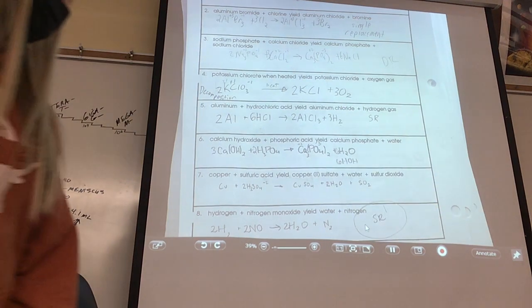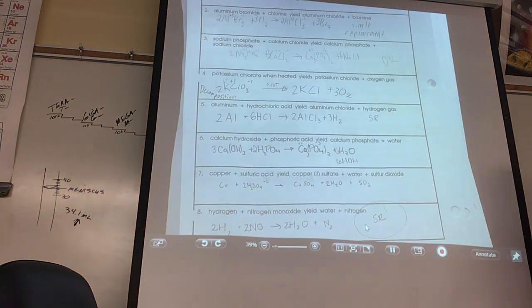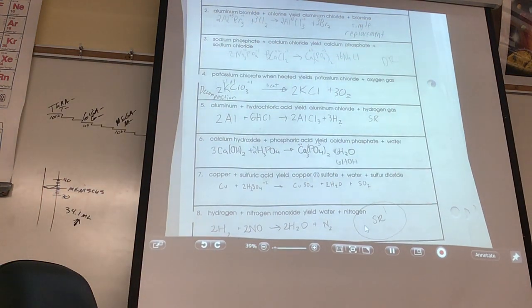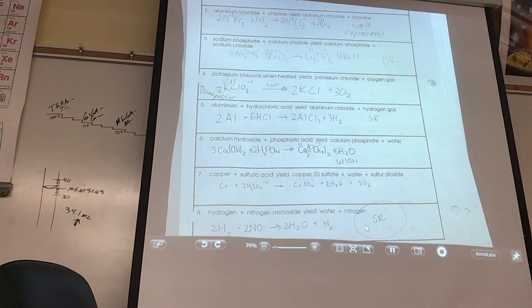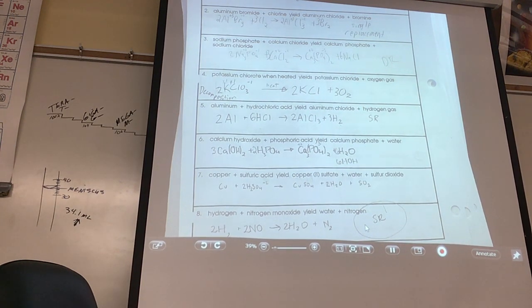Anybody feel a little bit better about these? Yeah. So you can see where, if you look back, you said, well, no wonder he has to learn the elements. No wonder he has learned the polyatomic ions. And I won't be able to do these if I don't know these. Okay.